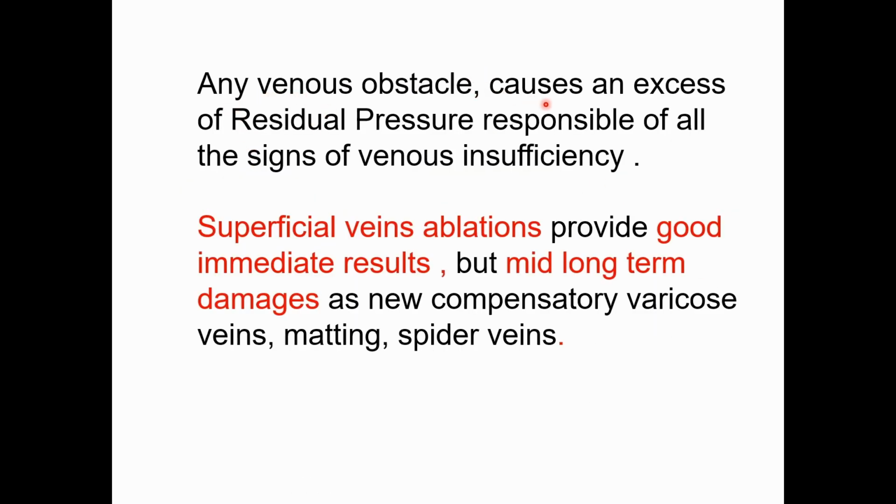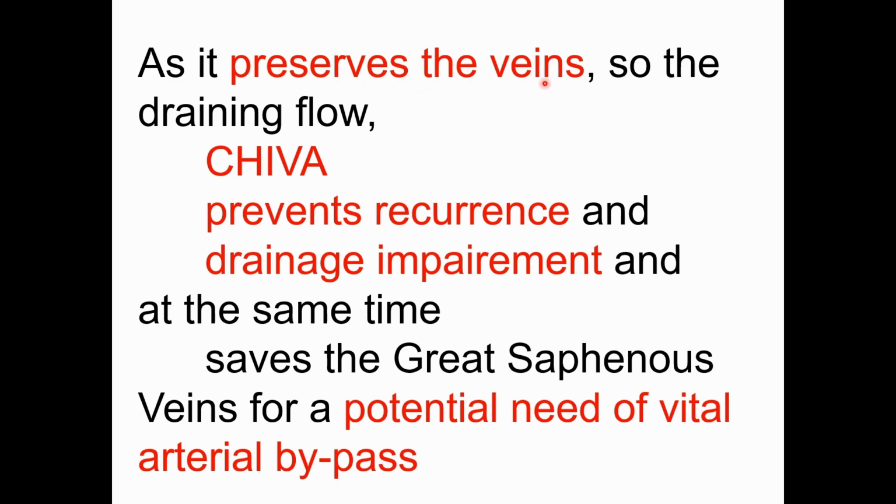Any venous obstacle causes an excess of residual pressure responsible for all the signs of the venous insufficiency. Superficial veins ablation provides good immediate results, but mid-long-term damage as new compensatory varicose veins, matting, and spider veins. As it preserves the veins, so the draining flow, Shiva prevents recurrence and drainage impairment, and at the same time saves the great saphenous vein for a potential need of vital arterial bypass.